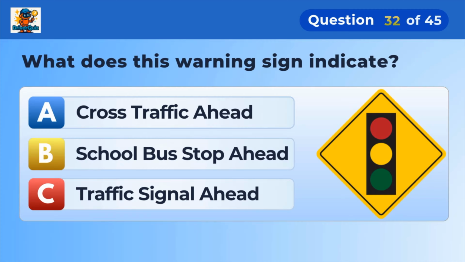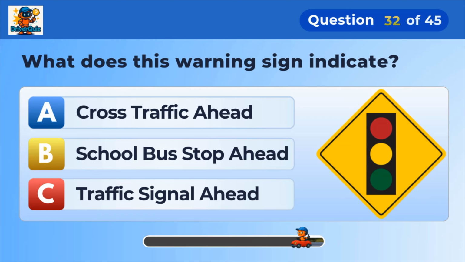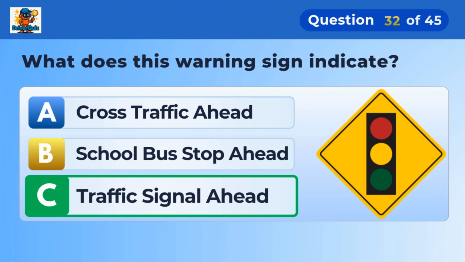Question 32. What does this warning sign indicate? A. Cross traffic ahead. B. School bus stop ahead. C. Traffic signal ahead. This one means traffic signal ahead.